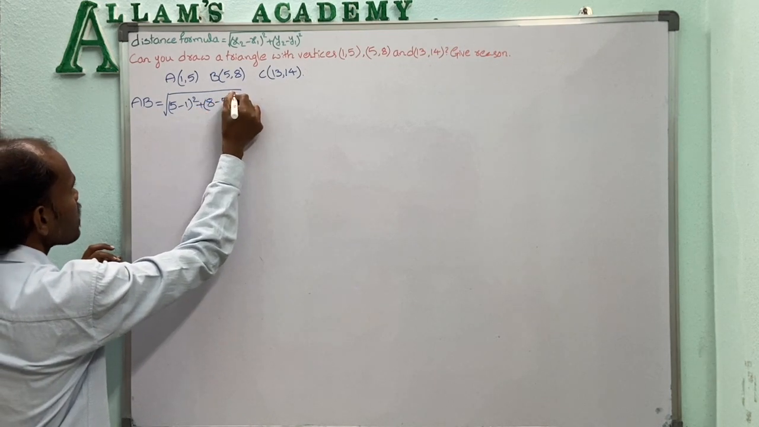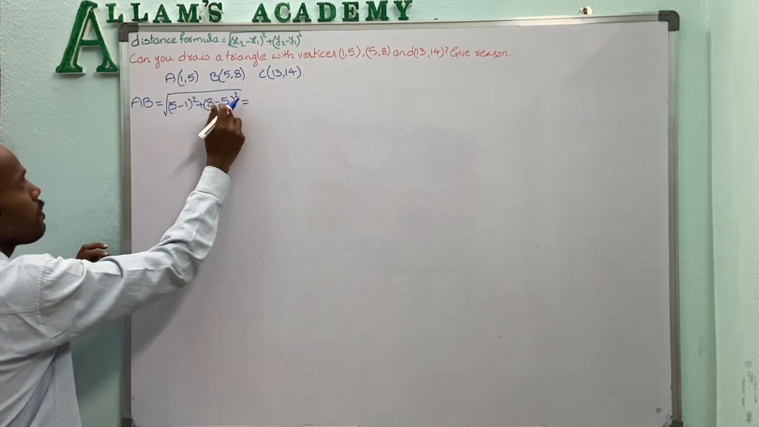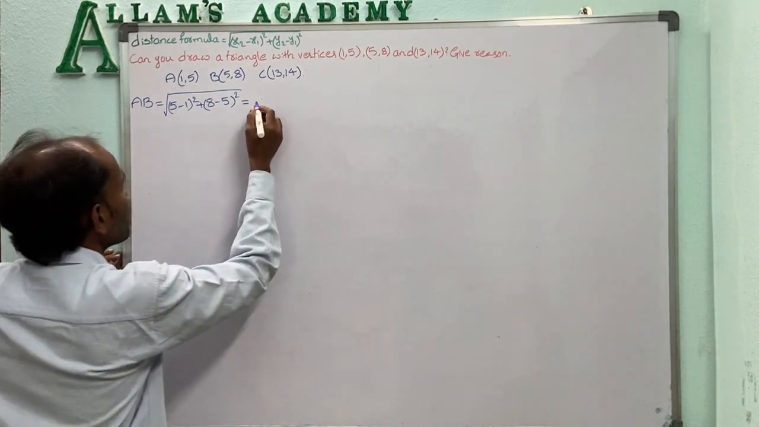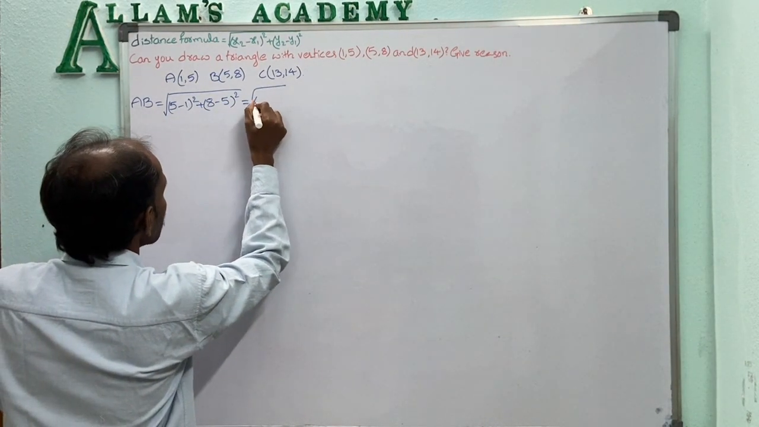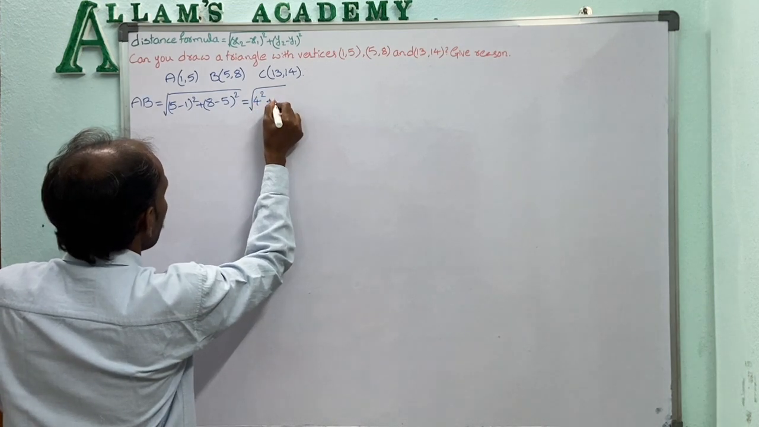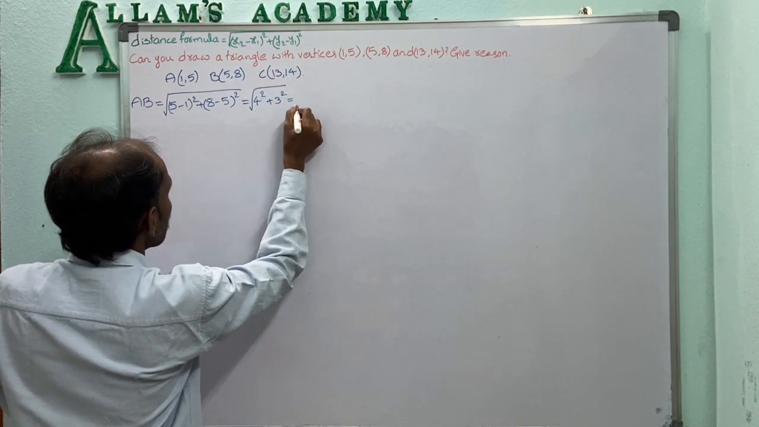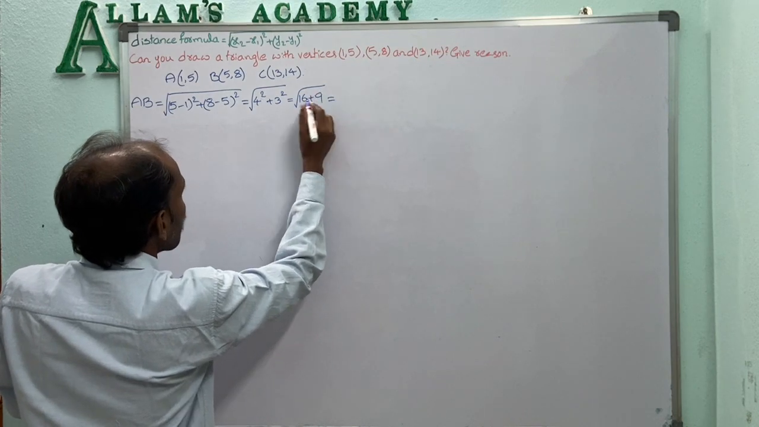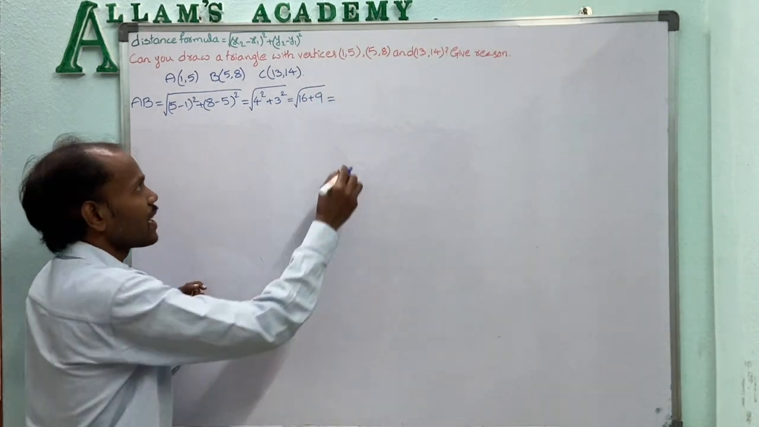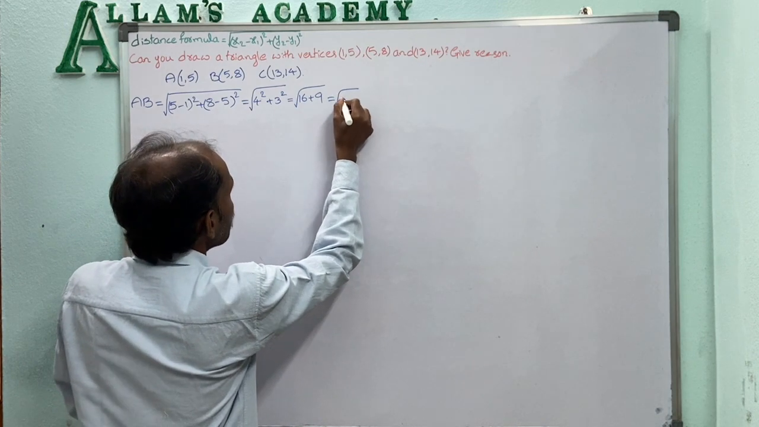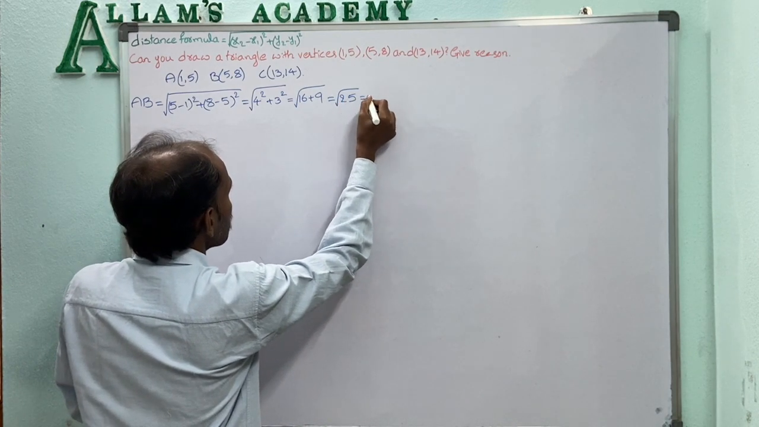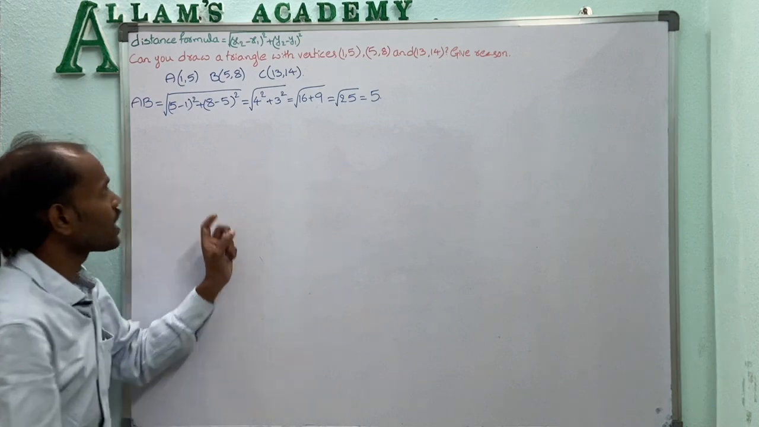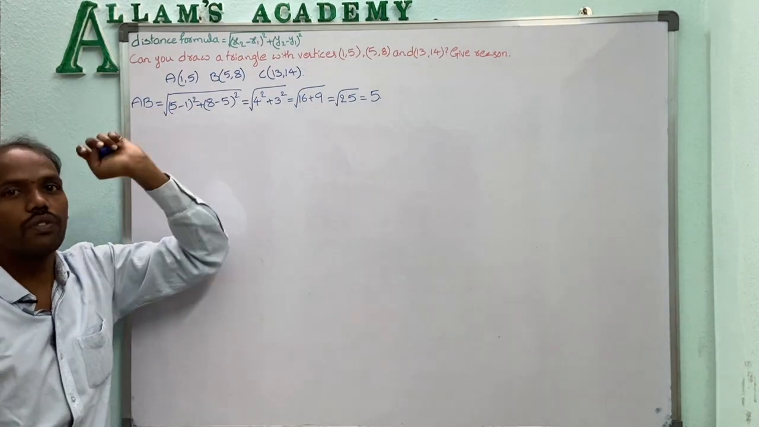So 5 minus 1 equal to 4, 8 minus 5 equal to 3, that is under root 4 square plus 3 square. So 4 square is equal to 16 and 3 square equal to 9. So under root 16 plus 9, that equal to root 25. So root 25 is equal to 5. So the length of the side AB equal to 5.